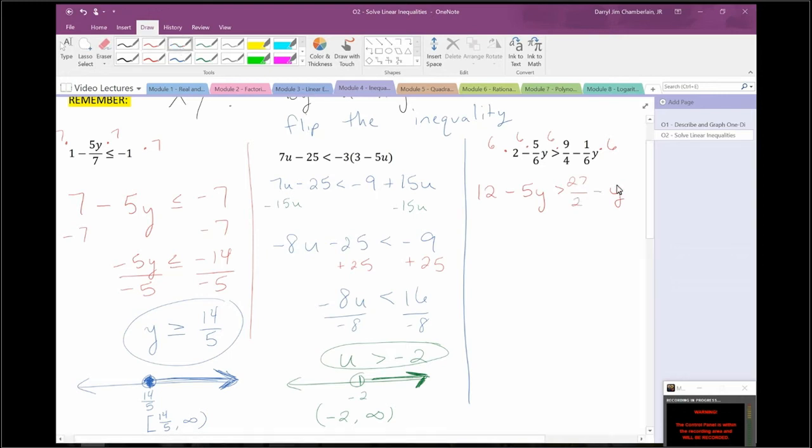So now we see we should have also multiplied by 2 because the least common multiple was 12, but that's okay. So now we have 24 minus 10y is greater than 27 minus 2y. And now it looks just like before. We're going to get the y's on one side, the numbers on the other. So let's say, just for fun and as a contrast to the last one, I'm going to add 10y to both sides.